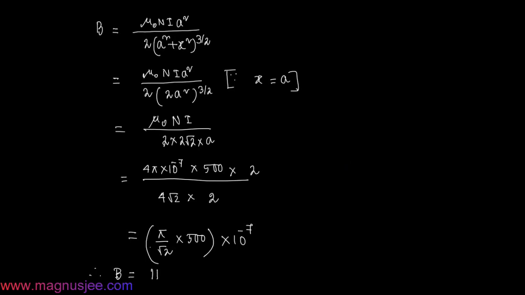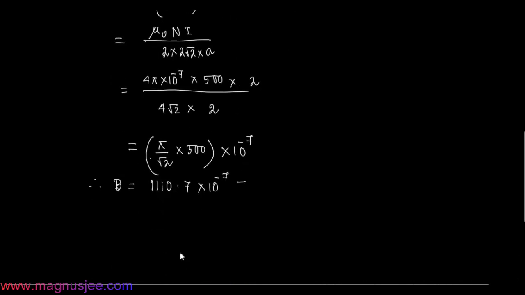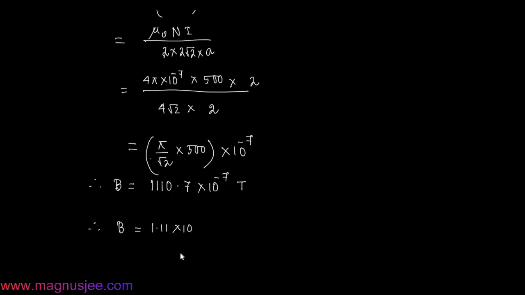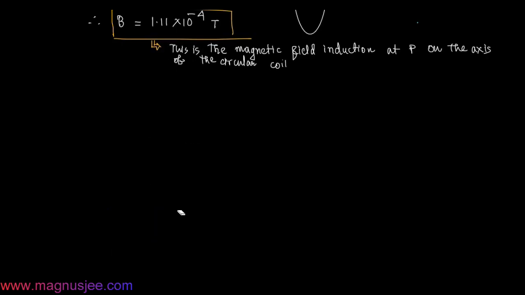Therefore, the value of B, or magnetic field induction or flux density, is 1110.7 into 10 to the power minus 7 Tesla. Therefore, value of B will be 1.11 into 10 to the power minus 4 Tesla. This is the value of magnetic field induction or flux density at the point P on the axis of the current carrying circular coil.